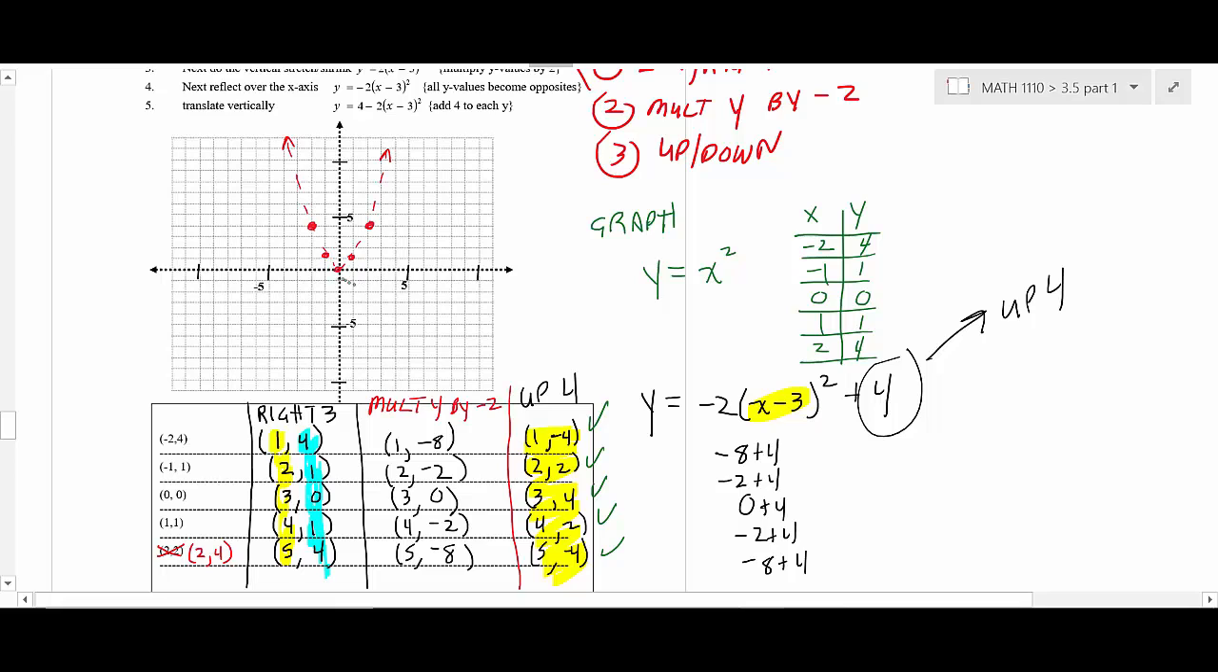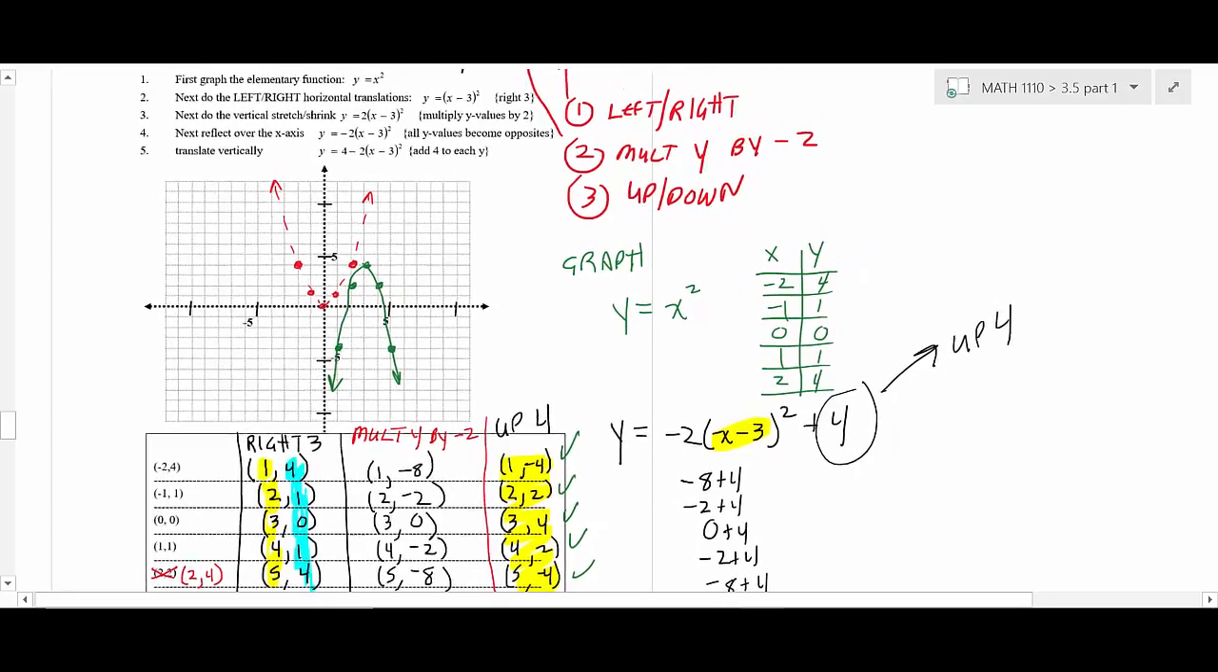So we just go 1, negative 4 would be the first point. Then we have 2, 2. Then we have 3, 4. And 4, 2. And then finally 5, negative 4. And then if you connect those dots like that, that's what that graph looks like.